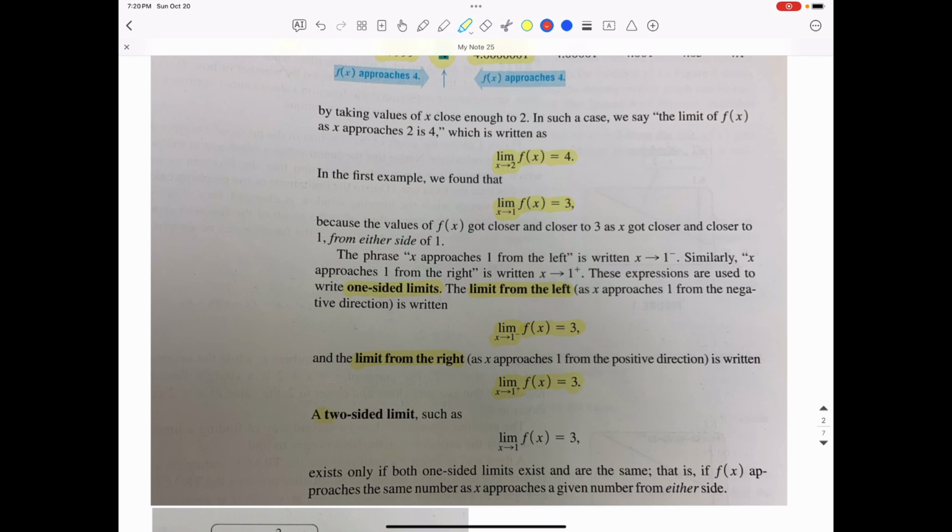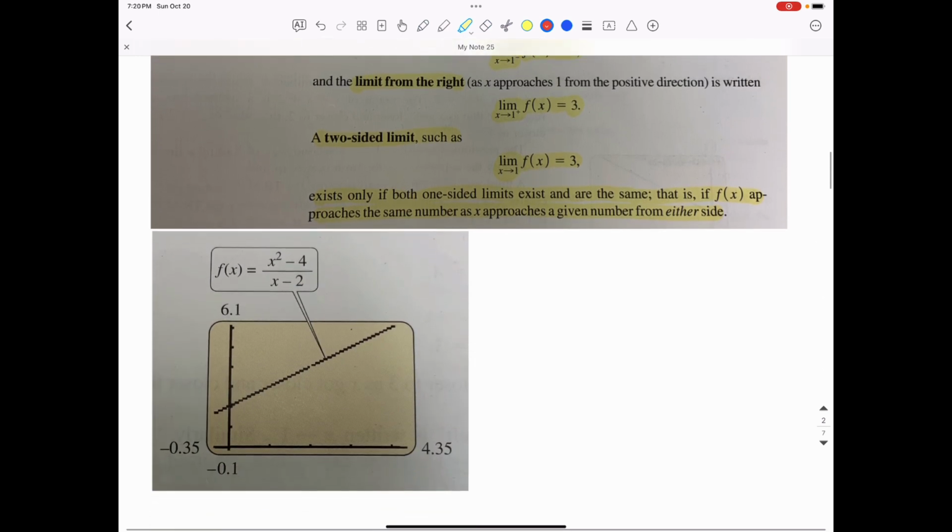But then a two-sided limit does not have any plus or minus after the 1. And it didn't matter which side we approached from, we were always approaching 3. So a two-sided limit only exists if the one-sided limits approach the same number from both sides. It's got to approach the same number as x approaches a given number from either side for a two-sided limit. But a one-sided limit only has to approach from one side.